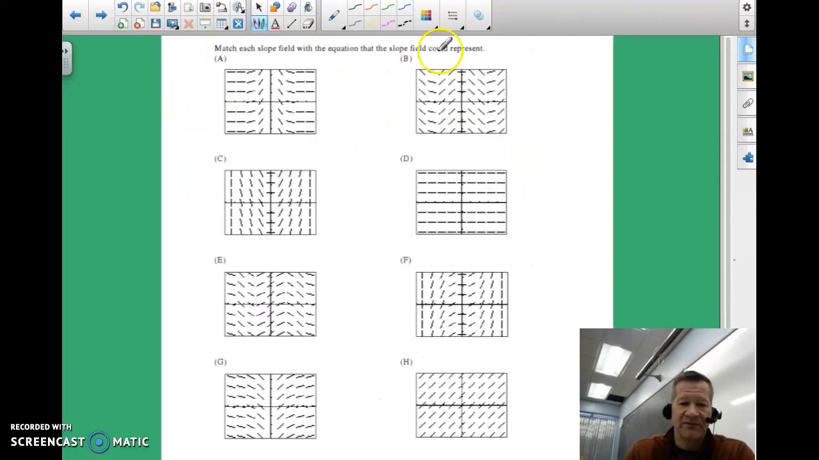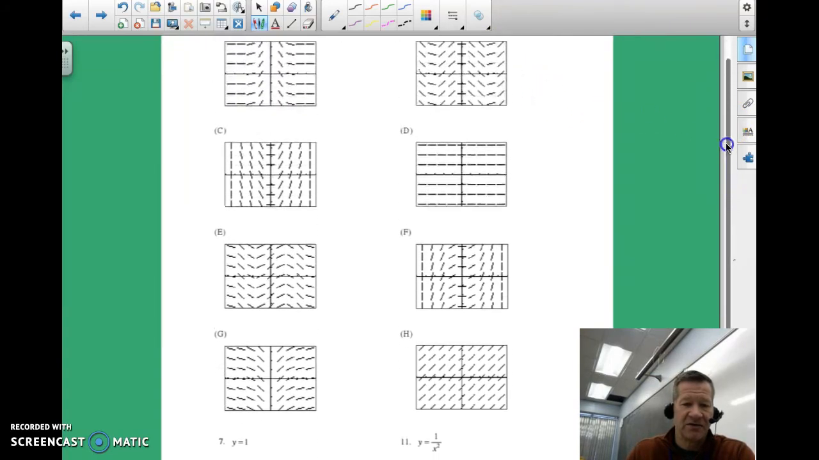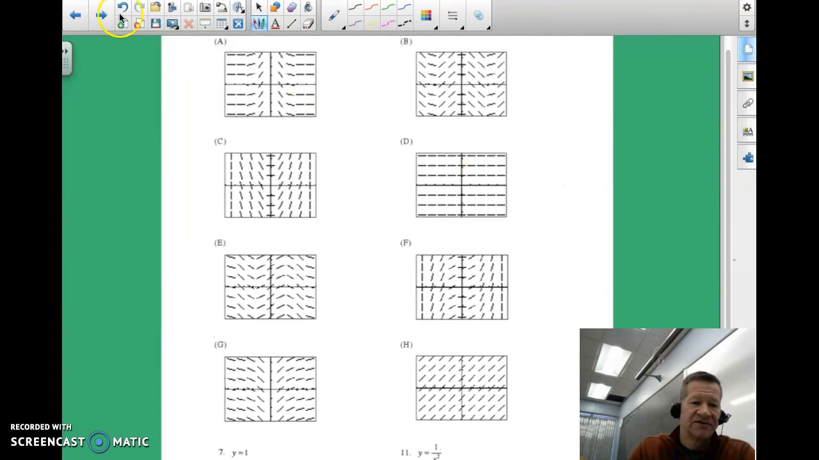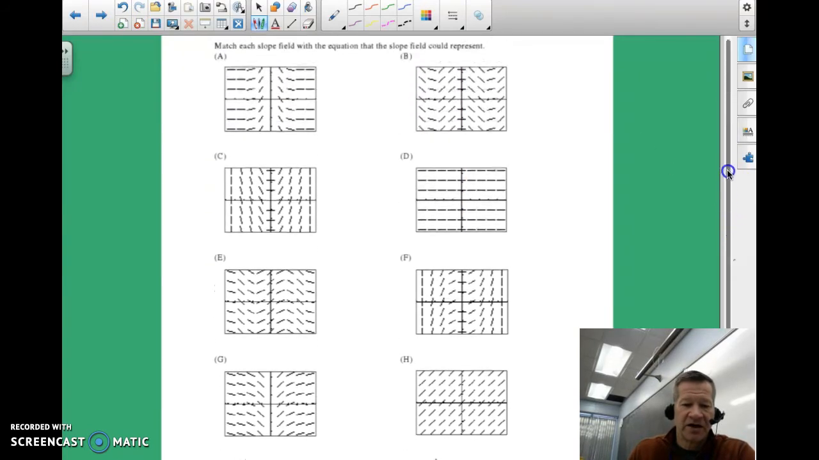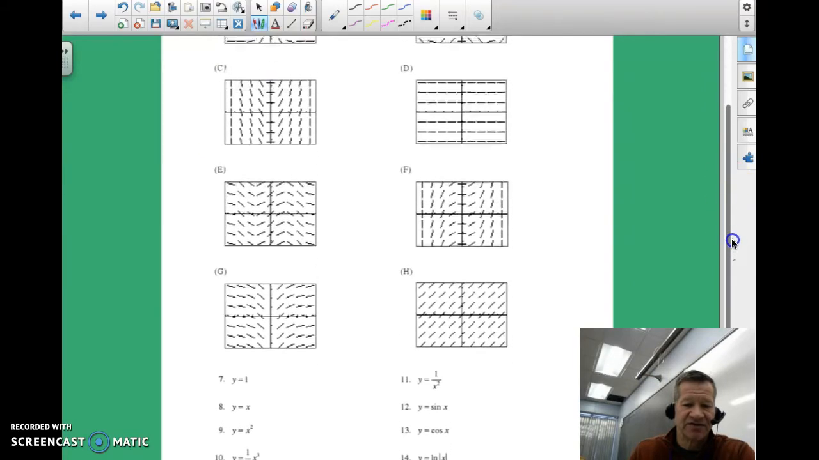Now, can you match a slope field with the equation the slope field could represent? So up here we have 8 graphs, down here we have 8 equations. Now, first of all, it's easier to match a slope field with the equation it represents because you can just look at the shape.